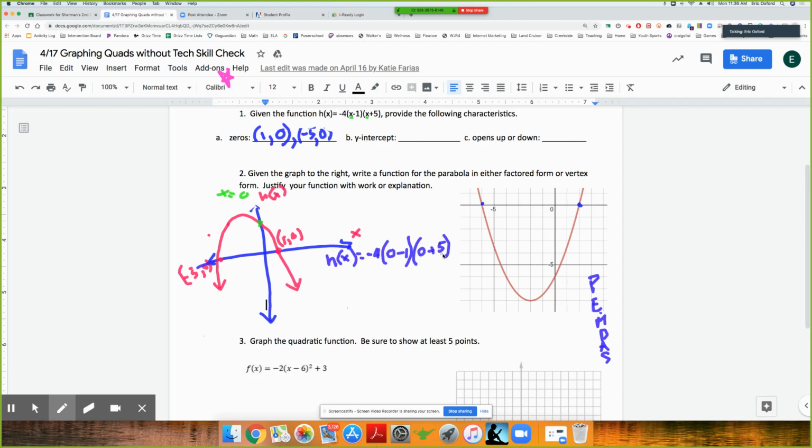So what's 0 plus 5? 5. Okay, simple arithmetic. What's 0 minus 1? Negative 1. And then we haven't done anything with the negative 4. By the way, we put 0 in each x. So what should this x be? 0. Yeah, so this is no longer h of x. This is h of 0. Okay, so we're trying to find what h of 0 is. That is h of 0 right there. That's our y-intercept, by definition.